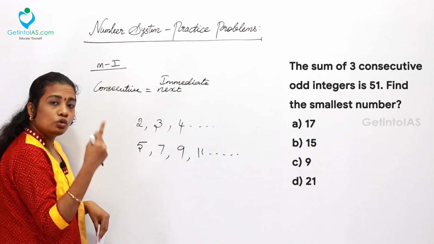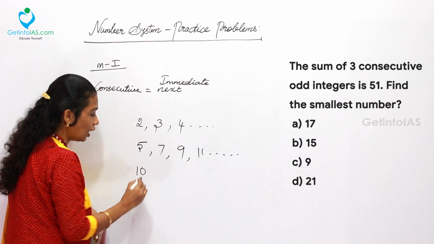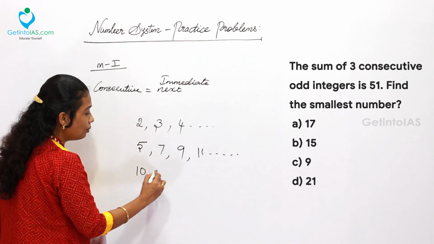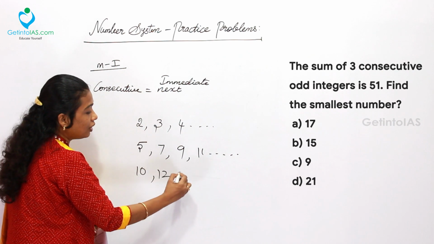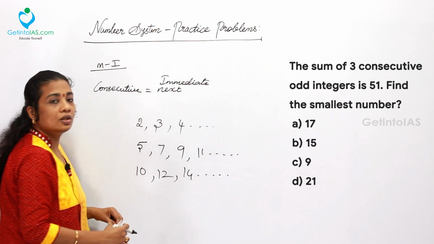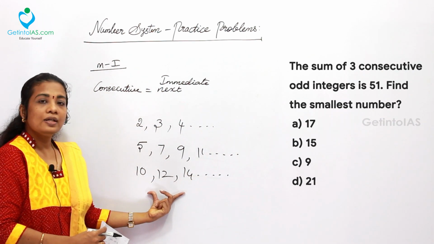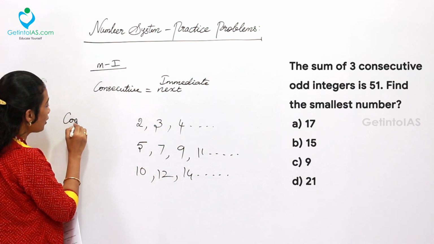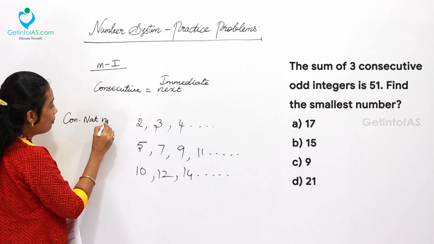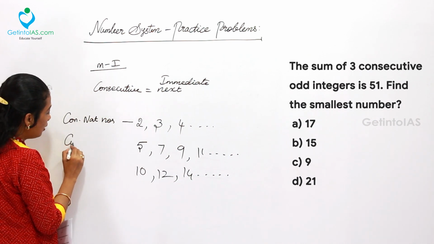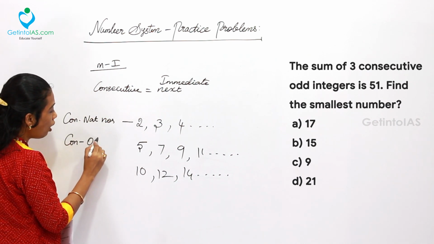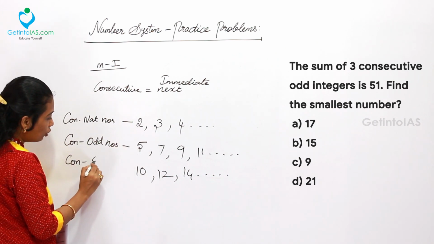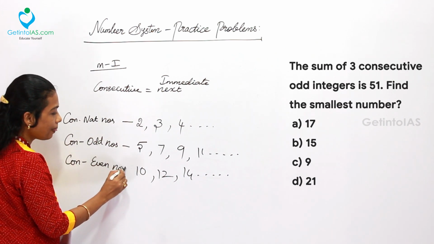Now, consecutive even numbers. I am giving you 10. What is the next consecutive even number to 10? Simply you will say 12. After that, 14. So these are the consecutive even number series. So this is what? The consecutive natural number series. This is the consecutive odd numbers series. This one is the consecutive even number series.